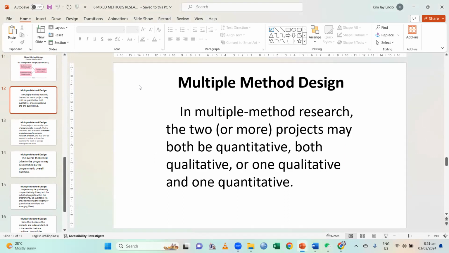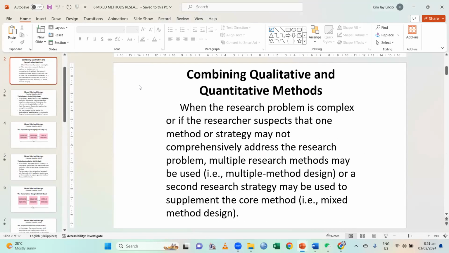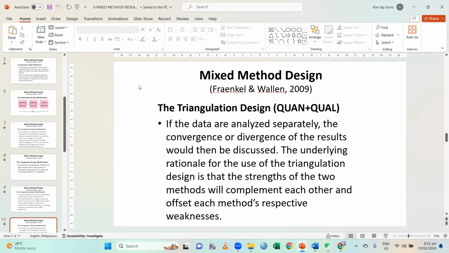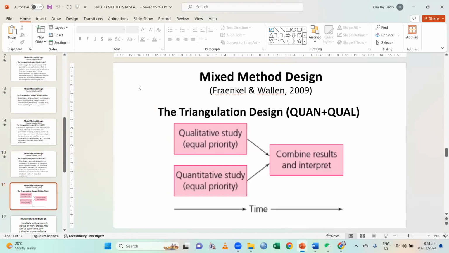And this one involves a lot of money. If you wish, you could use mixed methods, either the explanatory, the exploratory, or the triangulation design. That's for the meantime. Do we have questions or clarifications, ma'ams, sirs?